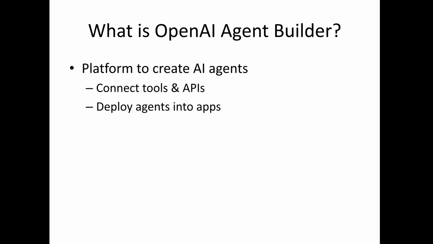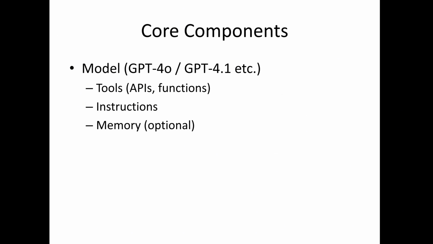OpenAI Agent Builder is a platform to create AI agents. It connects tools and APIs together, and then you can deploy those agents into your app. So if you have to send emails, do deeper research, or customize your emails for a specific agent, you can use OpenAI Agent Builder to do that. You no longer need to do things manually. AI is slowly taking over.